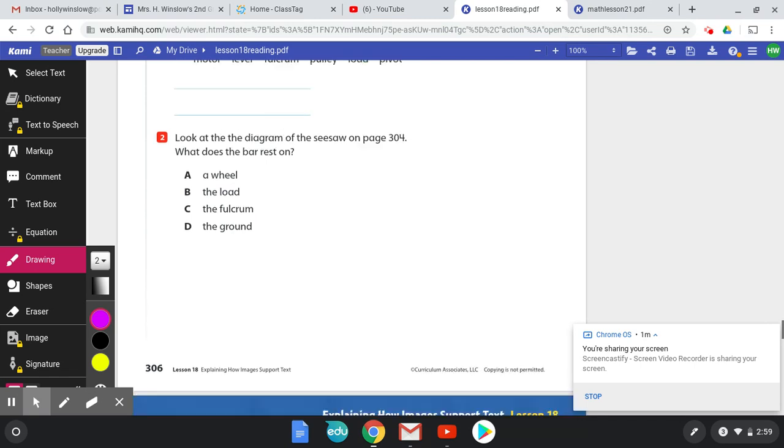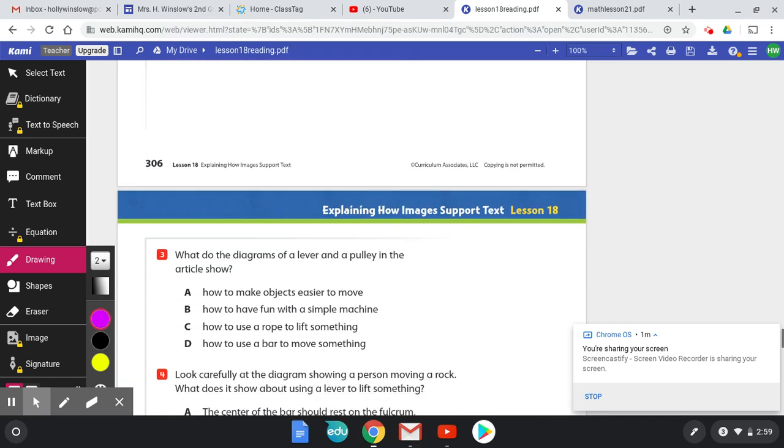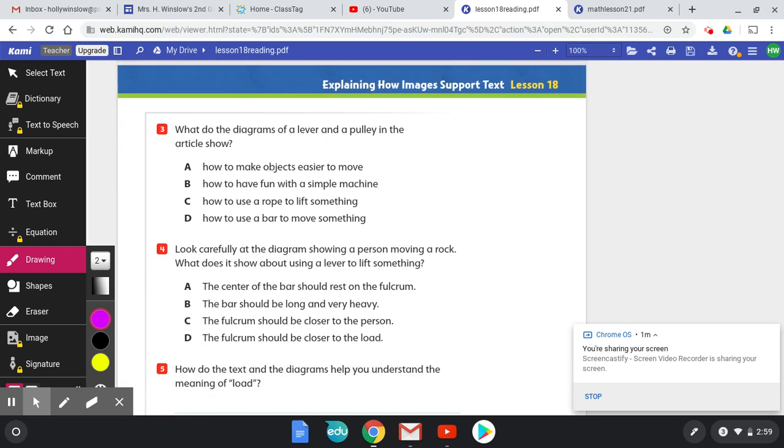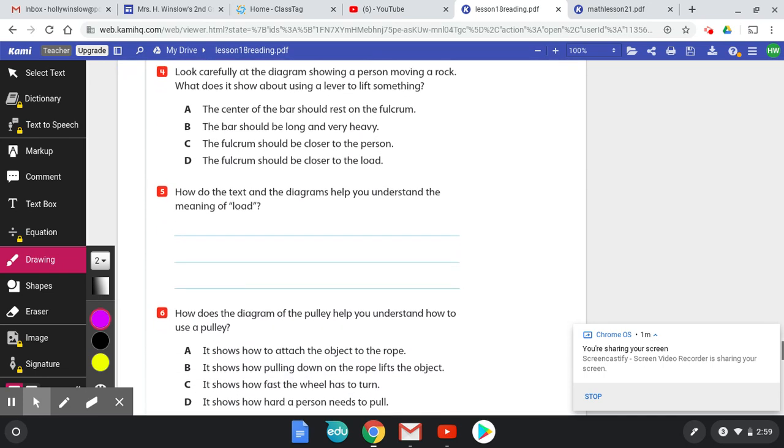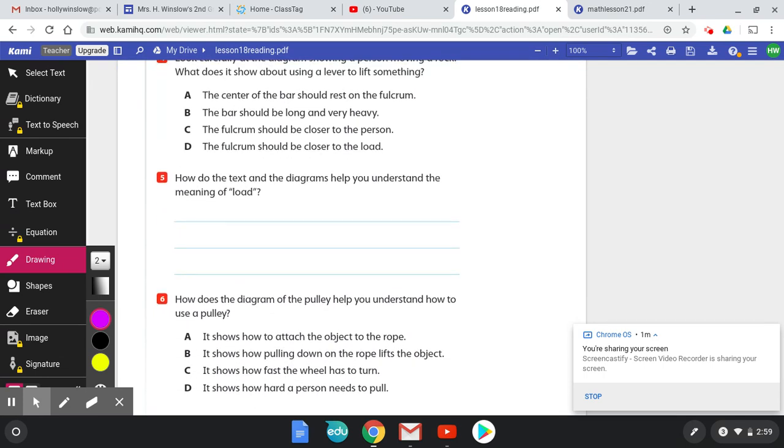Also, refer back to your text or the diagram. Now, some questions are going to ask you about diagrams to help you. And then number 5, it just says, how do the text and diagrams help you understand the meaning of load? Don't just tell me how the text helps you, or don't just tell me how the diagrams help. You've got to tell me how the text and diagram help you together.